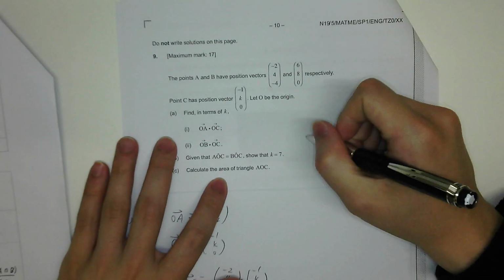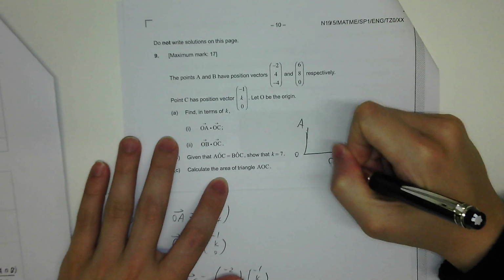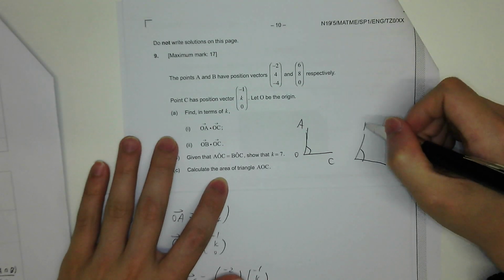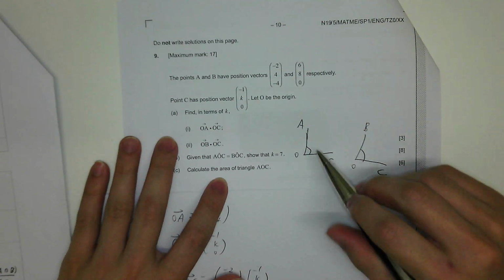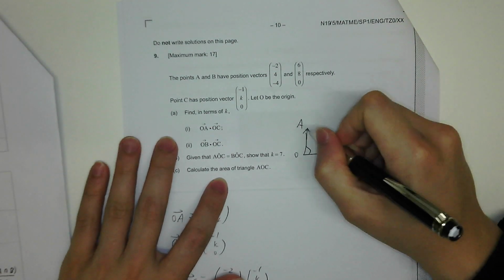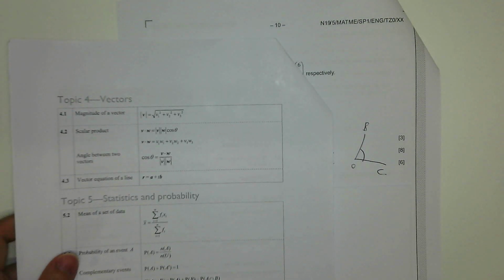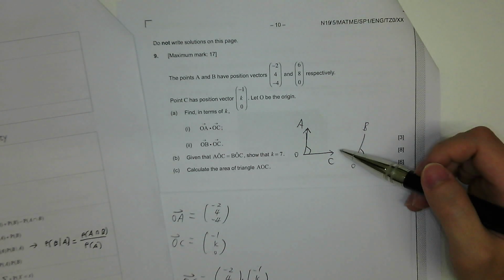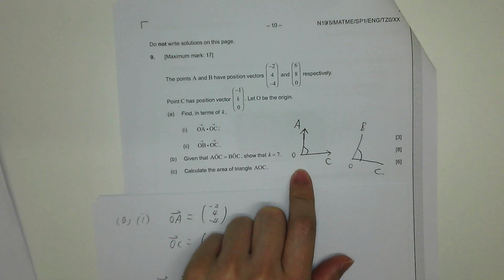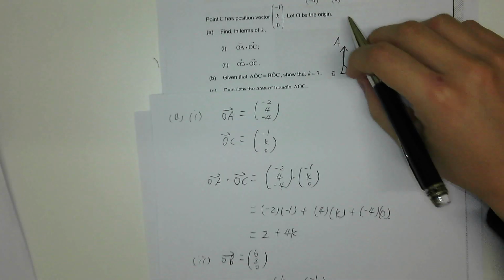So this angle AOC is the same as angle BOC. So show that k equals 7. We can use two vectors, OA dot OC and OB dot OC. Remember, for using an angle formula, you have to check whether both vectors point in the same direction, both point up or both point down. So OA, OC and OB, OC. Let's write this triangle formula first.